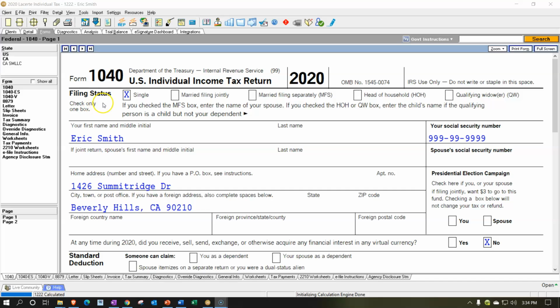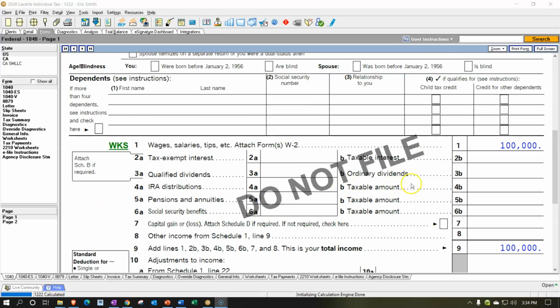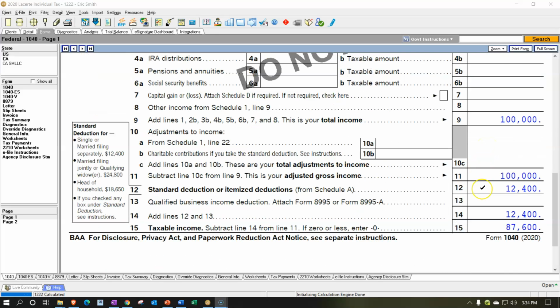Starting point, we're going to have this single filer, that being Eric Smith, living in Beverly Hills 90210. We have the $100,000 up top on the wages. We have the $12,400 as the standard deduction that is being taken for a single filer, and then the $87,600 for the taxable income at this time.